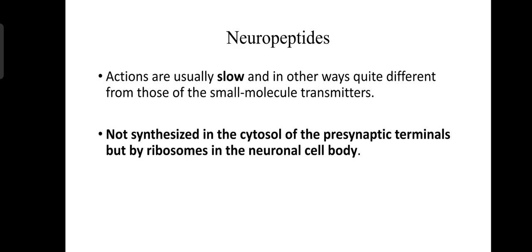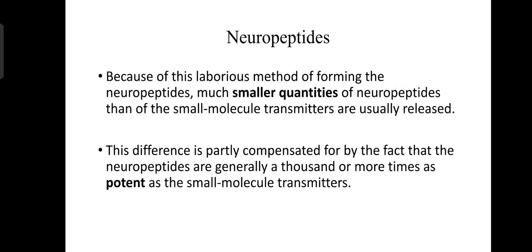Now, the other type of neurotransmitters is neuropeptides. Neuropeptides have a slower type of action because they mainly act on metabotropic receptors and second messenger pathways. The synthesis of neuropeptides also is not in the presynaptic terminal, but in the neuronal cell body or the soma. So it's synthesized by ribosomes, then packaged by the Golgi apparatus and endoplasmic reticulum.